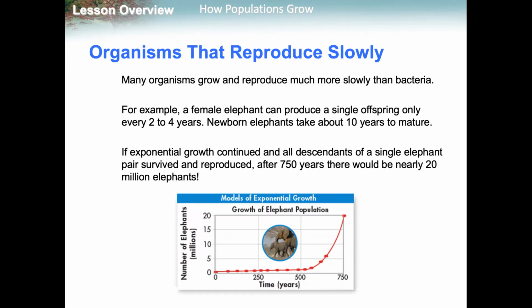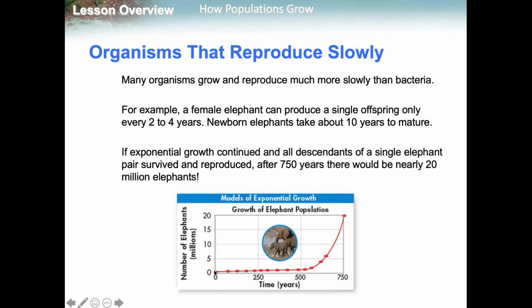Versus an organism that reproduces slowly. So elephants, their gestation period is 2 years. That means they hold the baby in the womb for 2 years. And they can only hold one offspring at a time. And it takes them 10 years to mature in order to have another baby, the newborn elephant. So if exponential growth occurs here, it takes them about 750 years to get to 20 million elephants.